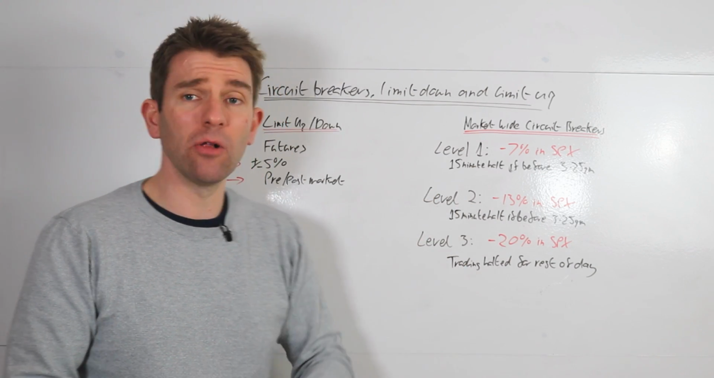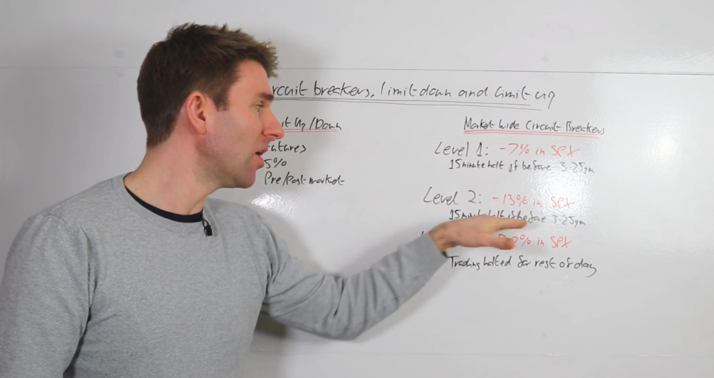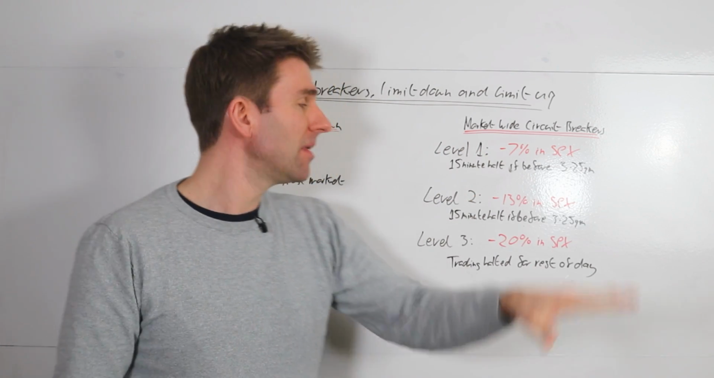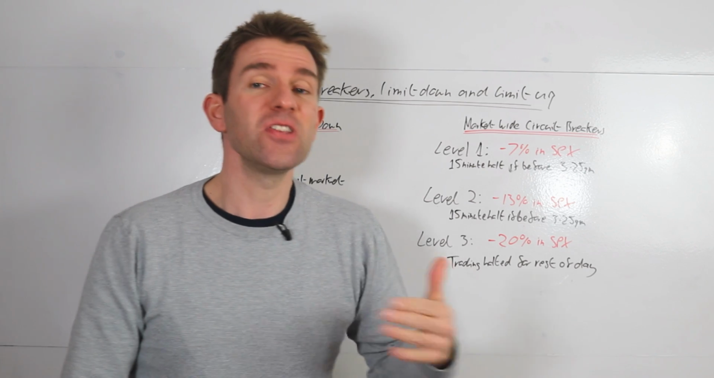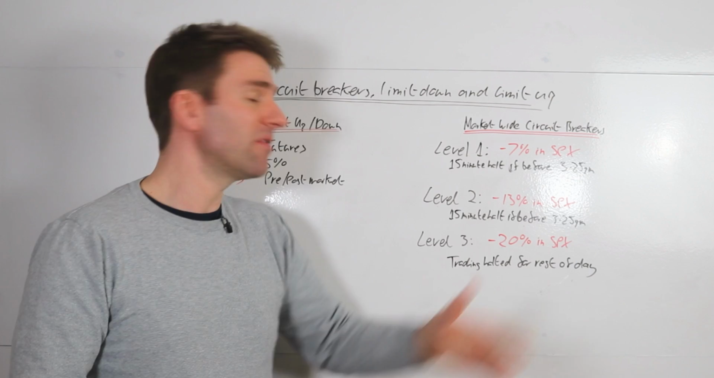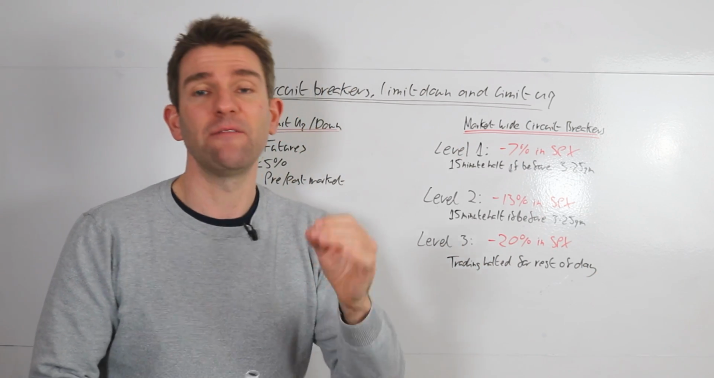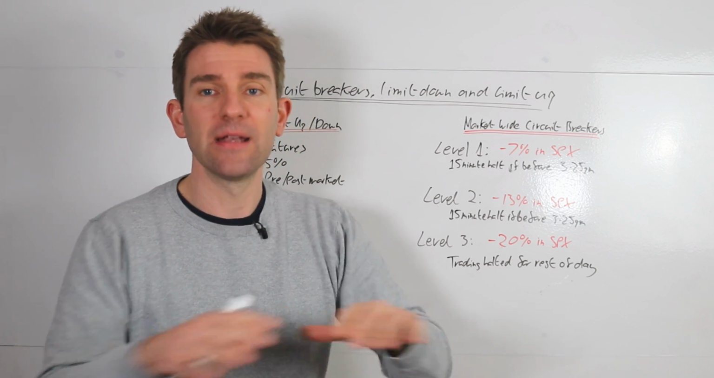A level 2 halt has exactly the same parameters, a 15-minute halt if it's before 3:25 p.m. But this time it's a 13% move in the S&P. So it has to go down 7 and then down again to 13 before we get the level 2 halt. 15 minutes break, market wide, same rules apply.